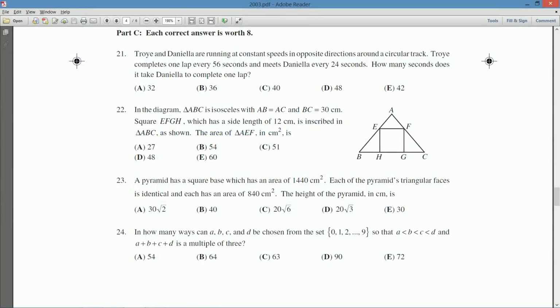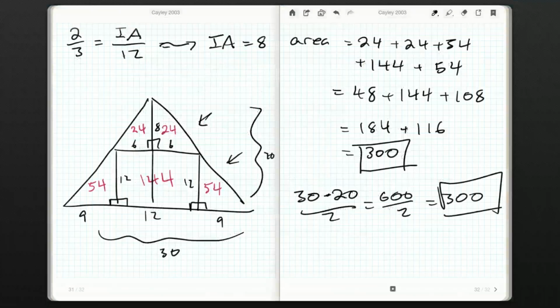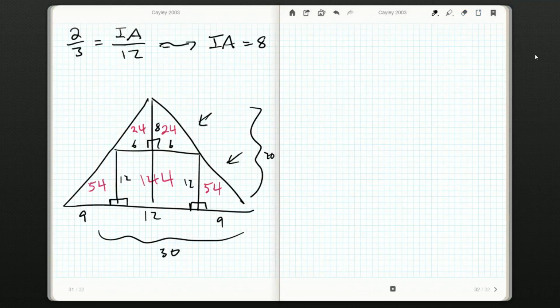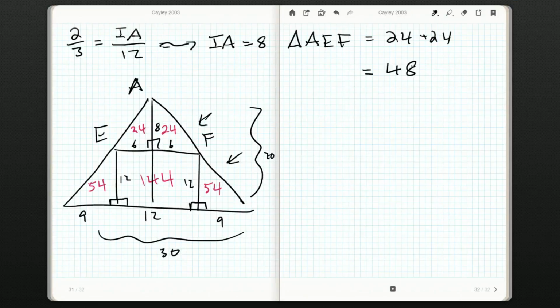Oh, whoa. My mistake. We don't want the big one. We want just the small one, AEF. Okay. This is why it's very important to read the question. I'm going after the wrong thing here. So we didn't need to work out those smaller areas. We just need AEF. Well, here's A, here's E, here's F. Well, that's just 24 plus 24, which is 48, and that should be our answer.